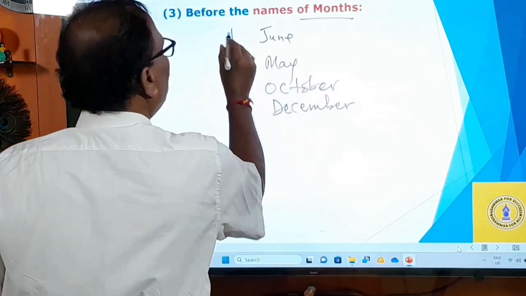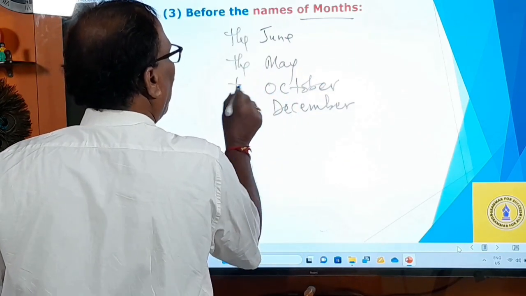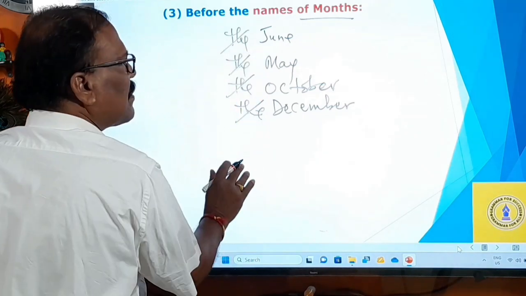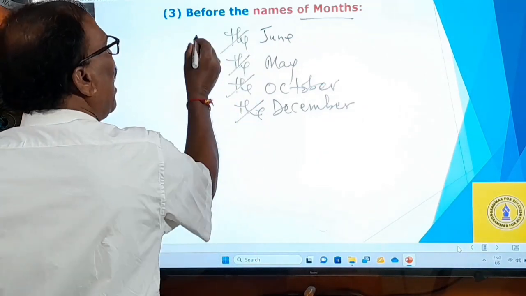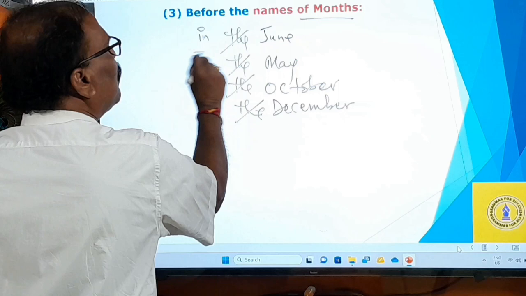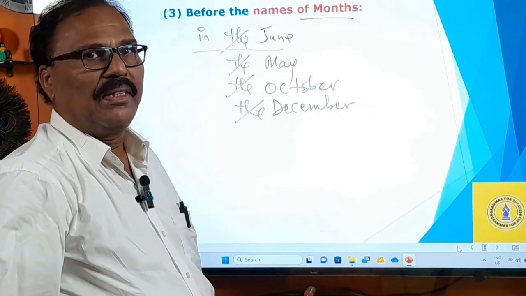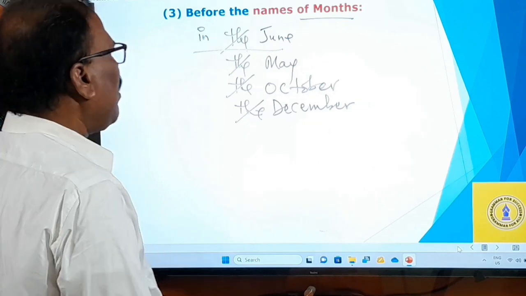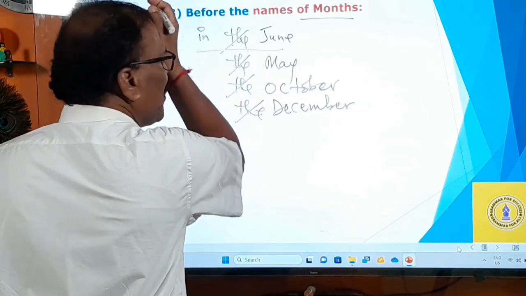Before these things, we should not use any article. I am using "the" and striking it off. You cannot say, "I was born in the June." Indeed, I was born in June. So I cannot say, "I was born in the June."